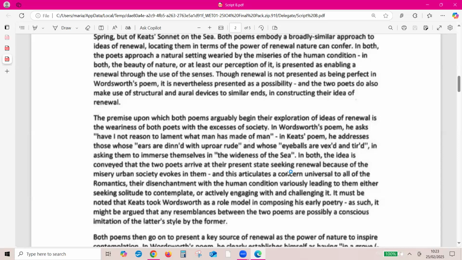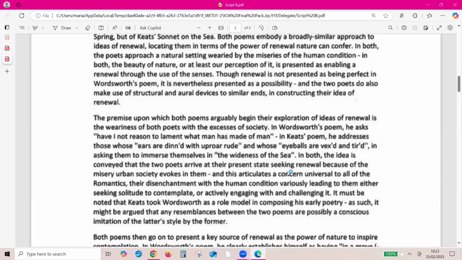In both, the idea is conveyed that the two poems arrive at the present state seeking renewal because of the misery urban society evokes in them. And this articulates a concern universal to all of the Romantics, a disenchantment with the human condition, variously leading to them either seeking solitude to contemplate or actively engaging with and challenging it.